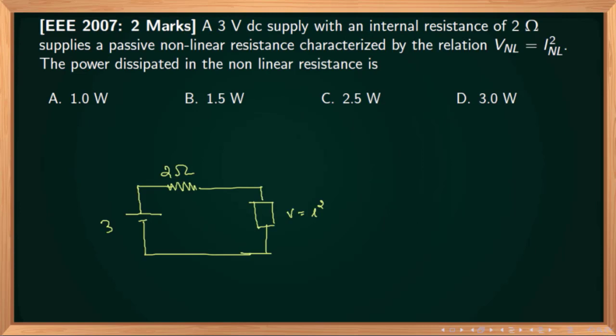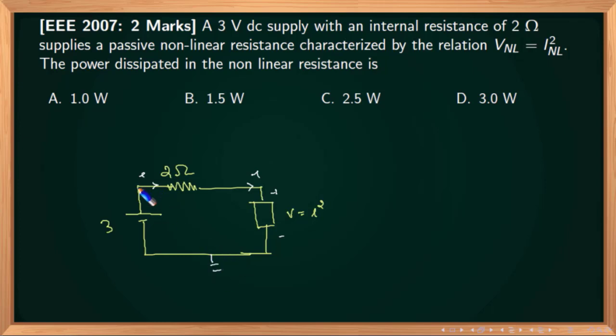A 3 volt DC supply with an internal resistance of 2 ohm supplies a passive nonlinear resistance characterized by the relationship V_NL equals I squared. The power dissipated in the nonlinear resistance. So what it means is that if this voltage is V and the current is I, then V is equal to I squared. That is the way this particular nonlinear resistance behaves. So V equals I squared is the relationship which holds between voltage and current through this nonlinear resistance. Now this is 2 ohm and this is 3 volt. So I know that if this current is I, this current will also be I, right? So this is the scenario.